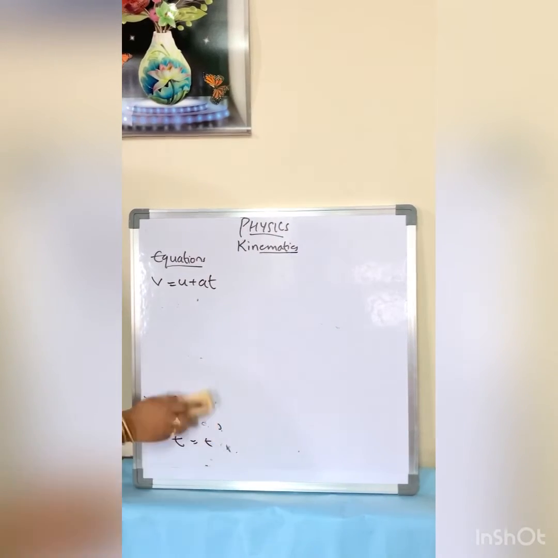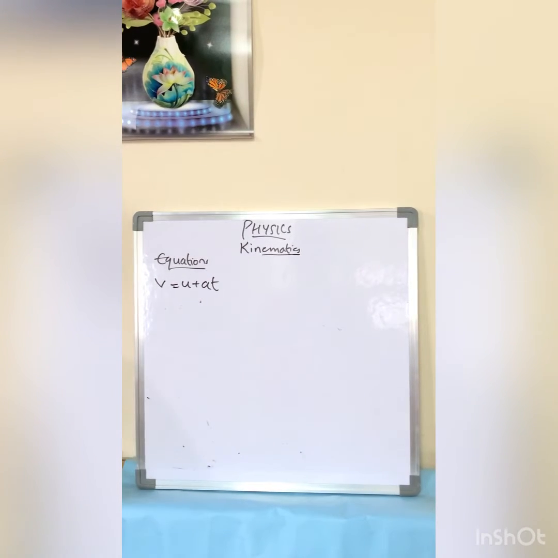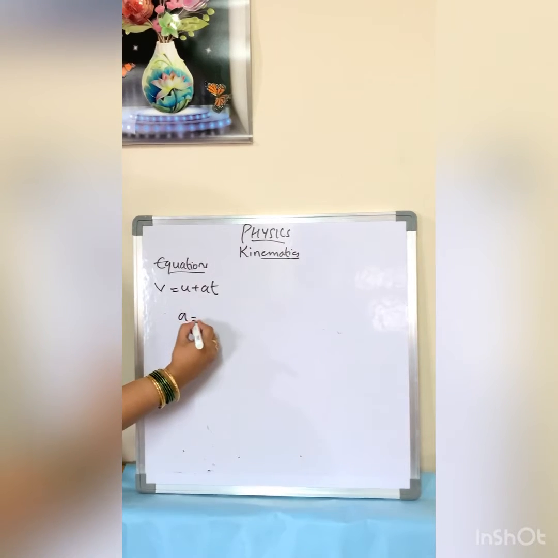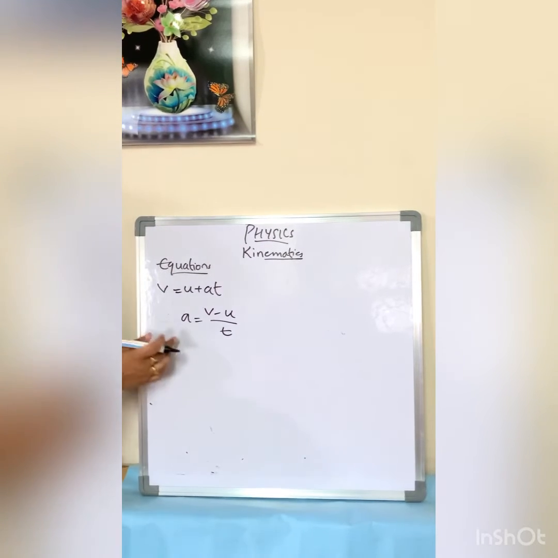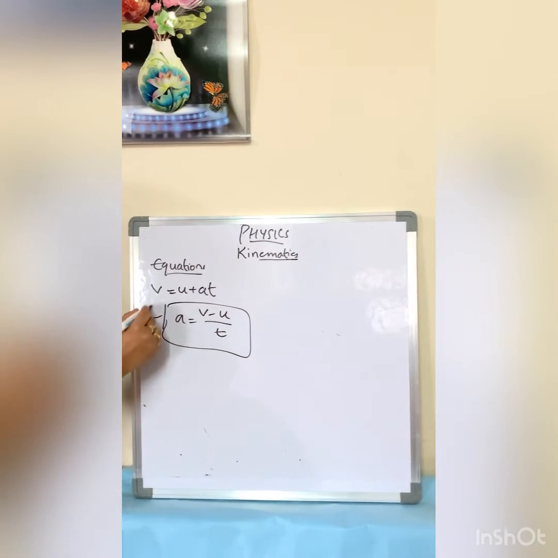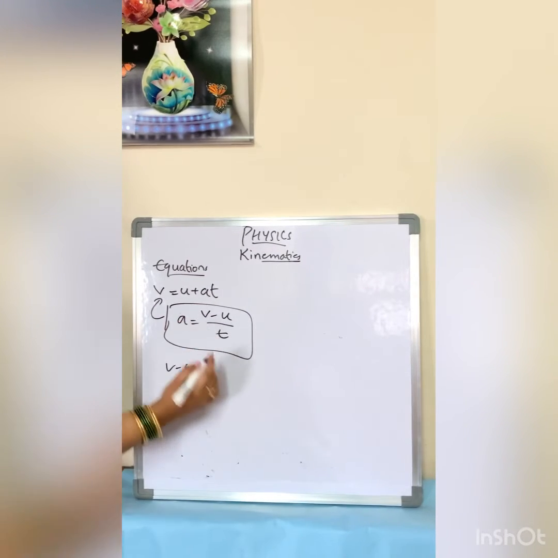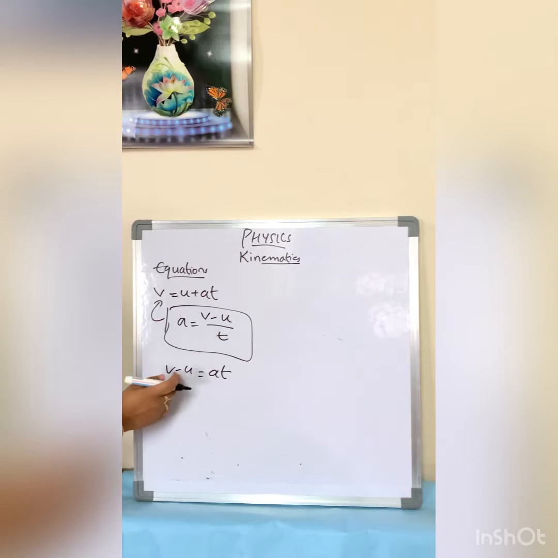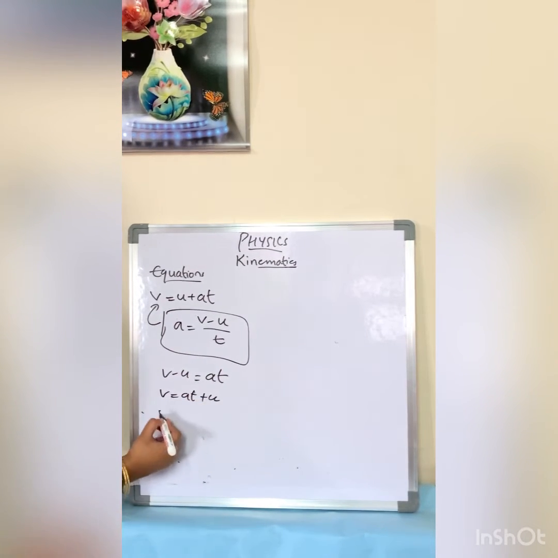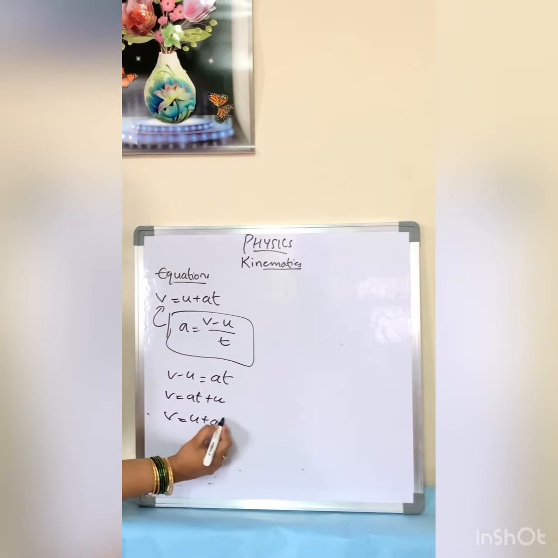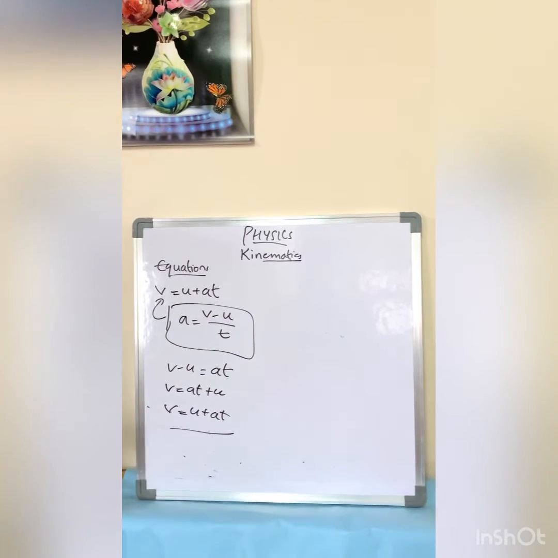So in the last physics class, we have seen the formula for acceleration. That is, A is equal to final velocity minus initial velocity by time. So from this, we will get this, okay? So V minus U is equal to A into T. If this U comes here, V is equal to AT plus U. Writing this as V is equal to U plus AT. So this is the derivation for this equation.